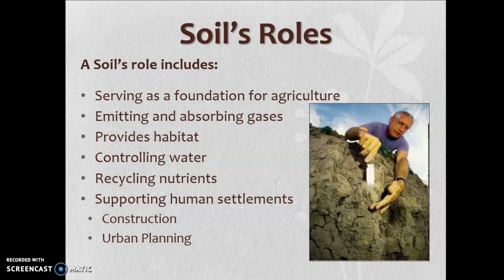Provides habitats for numerous organisms, not just insects, but mammals as well can live underground. Helps to control water, so flooding, wetlands, things like that, that have better soils to hold on to water can help control how much water can be released into an area. Recycling nutrients. Soil is involved in all of our cycles that we've talked about: nitrogen, phosphorus, carbon, oxygen, and water. And then knowing the type of soil that you have also determines what kind of human settlements and what kind of construction and urban planning can be done in an area.